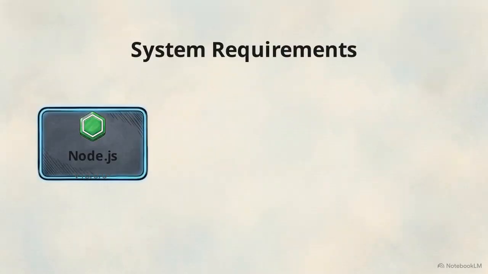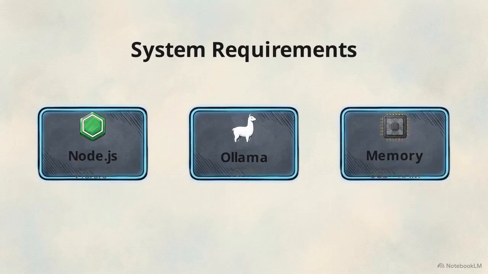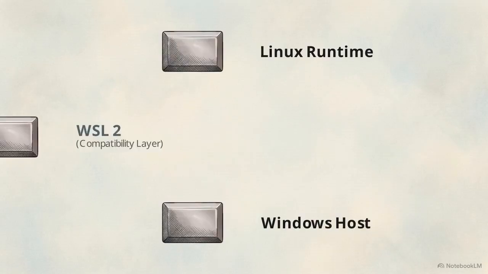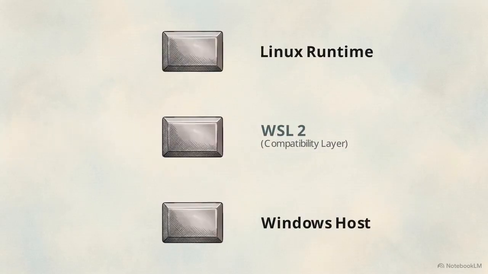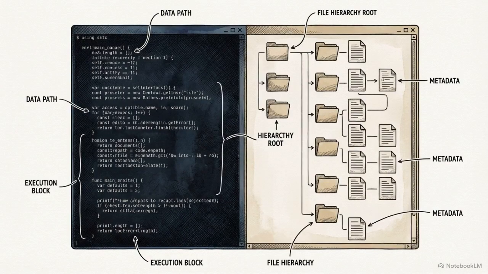To run it, your environment needs Node.js version 18 or higher, Ollama version 0.17 or higher, and at least 8 GB of RAM. Windows users will also need Windows Subsystem for Linux or WSL2 enabled. WSL2 is a compatibility layer that allows Windows to run Linux environments natively. You are installing an entity that acts on your operating system rather than just talking to you about it.